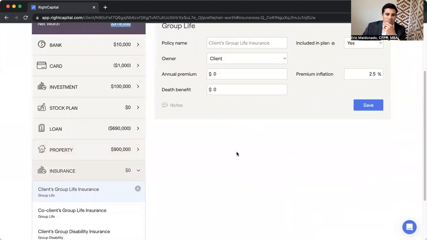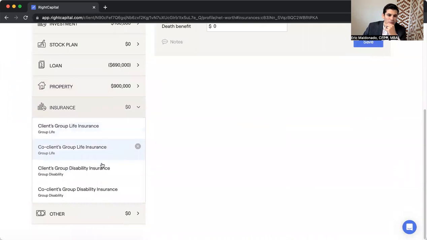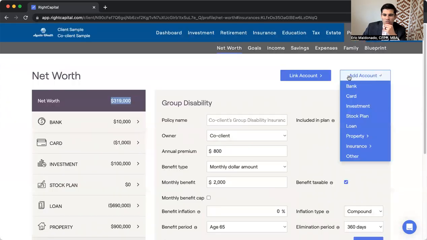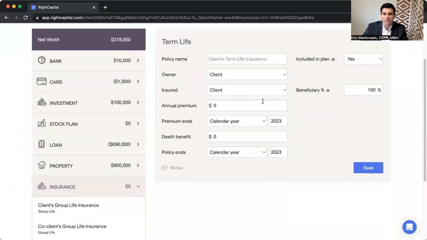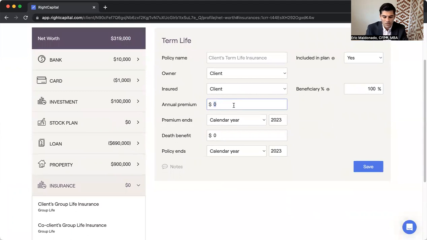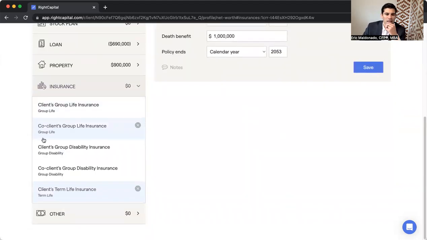Insurance. This is where you would input any group policies through your employer or group disability. Also, you could enter in, like, if you have a term policy, for example, and let's just say it costs $500 a year and it ends in 30 years, and the death benefit is $1 million. So it'll start to tabulate all this information, and you're just really starting to organize and develop your balance sheet.